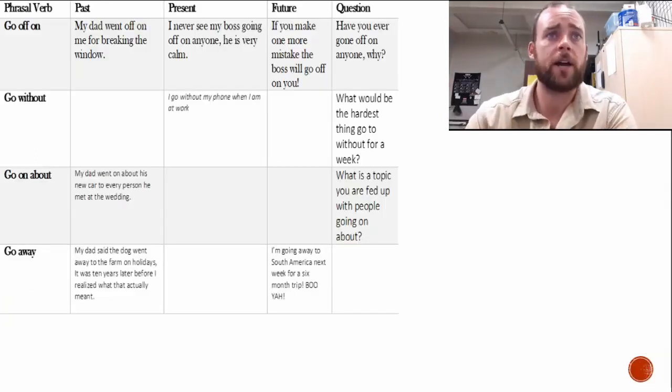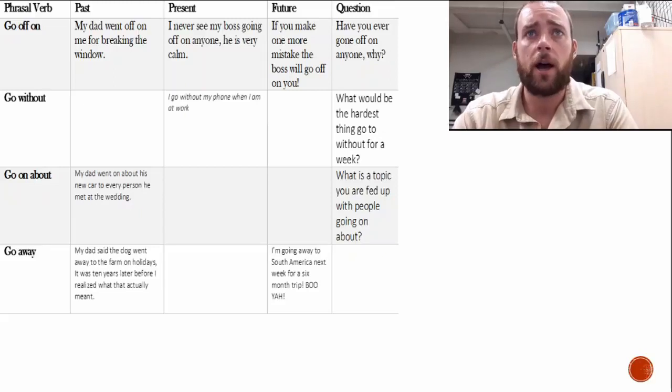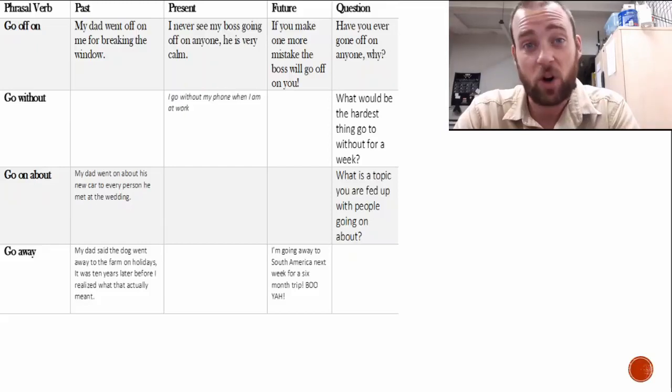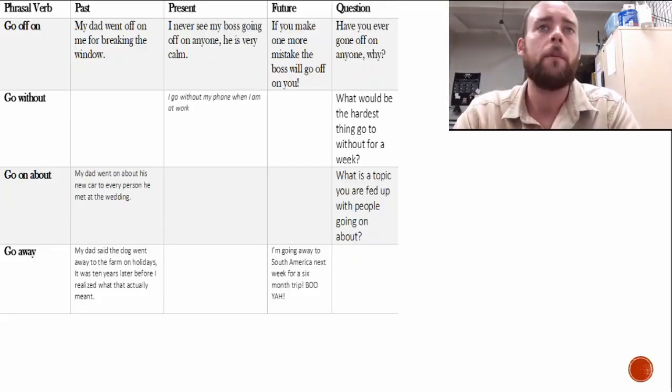Now here's a nice little table for you guys. I actually do enjoy making these tables, and I think it's a good way for you all to learn the exact meaning of these phrasal verbs. And I've only included 4 there. Why? I don't know. I made a mistake. Whoops. But for example, to go without.